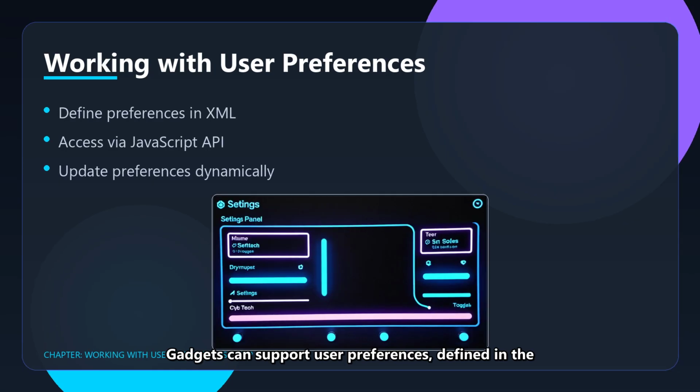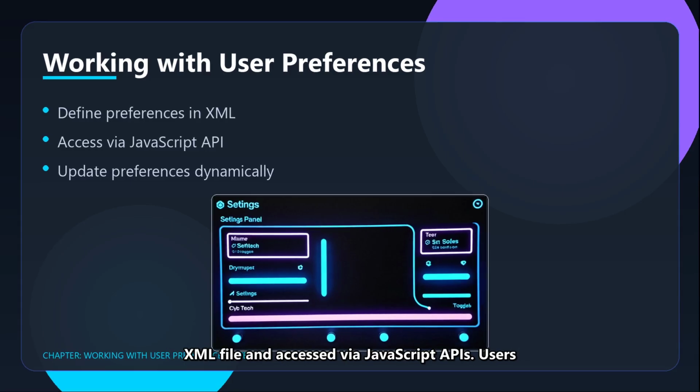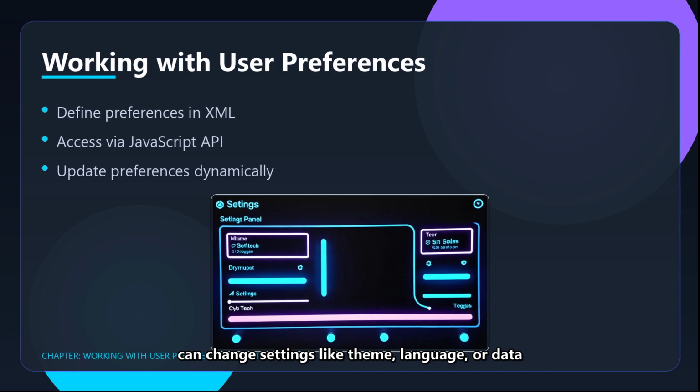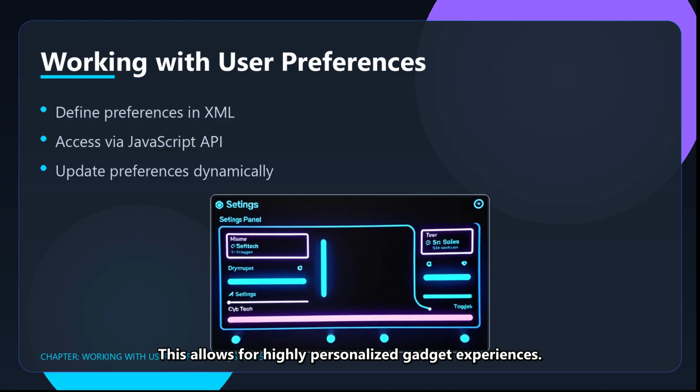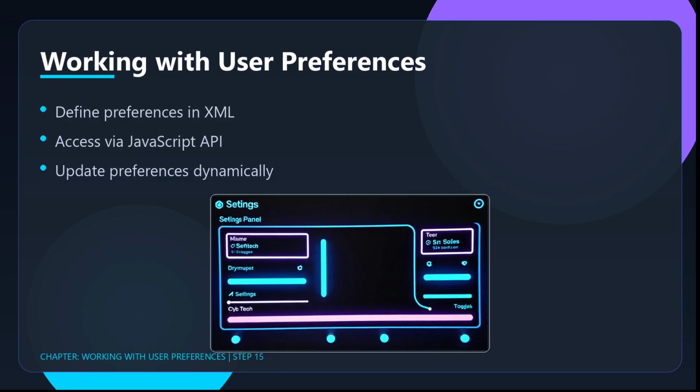Gadgets can support user preferences defined in the XML file and accessed via JavaScript APIs. Users can change settings like theme, language, or data sources, and these preferences are persisted across sessions. This allows for highly personalized gadget experiences.